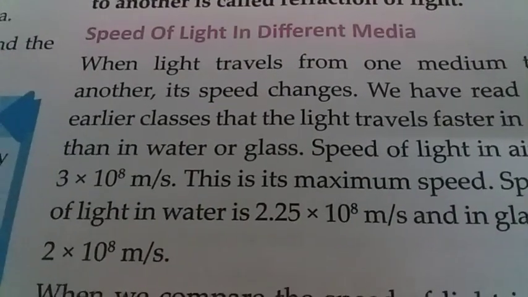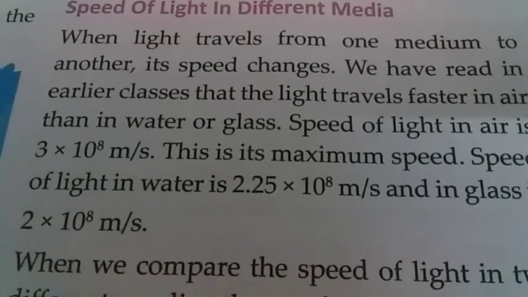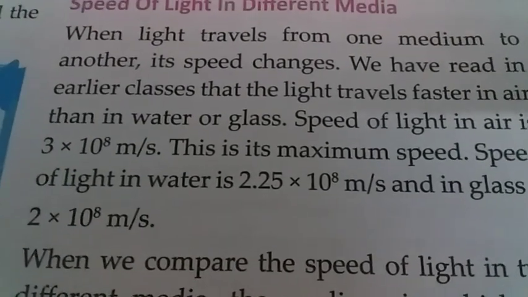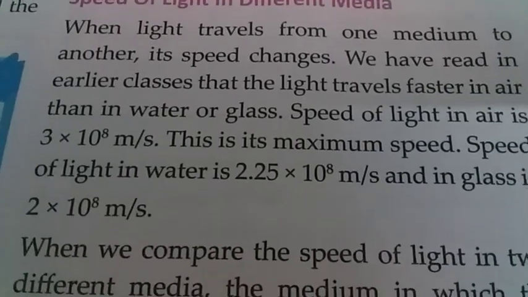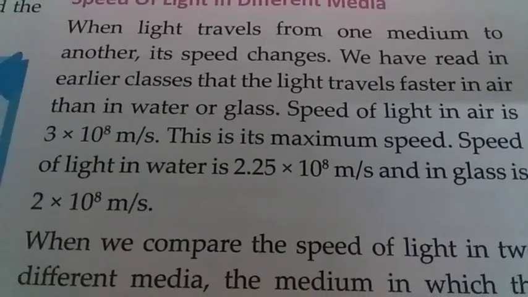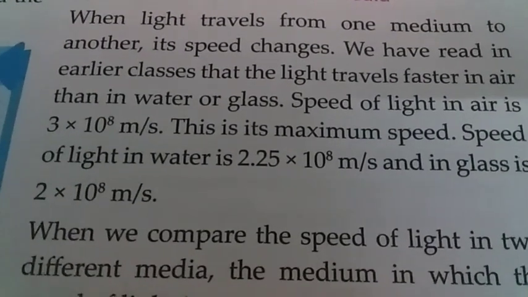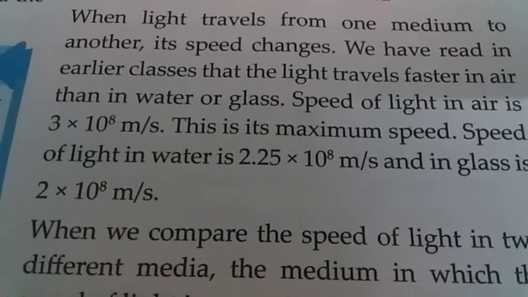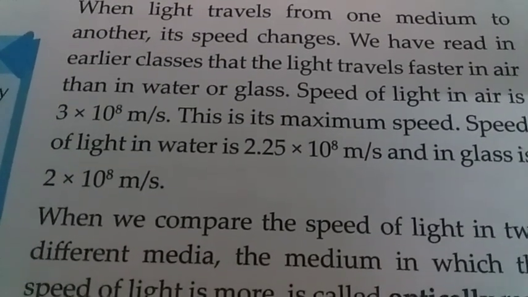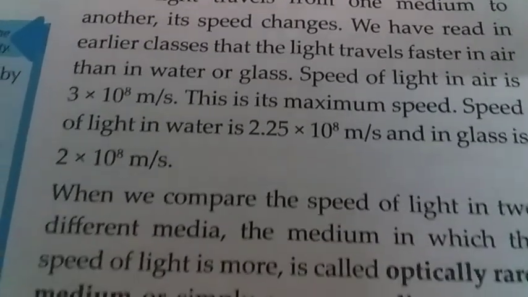Now let's see the speed of light in different media. Now when light travels from one medium to another, what happens? Its speed changes. Now light travels faster in air than in water or glass. So speed of light in air is 3 into 10 raised to the power 8 meter per second. This is the maximum speed. Speed of light in water is 2.25 into 10 raised to the power 8 meter per second, and in glass is 2 into 10 raised to the power 8 meter per second.